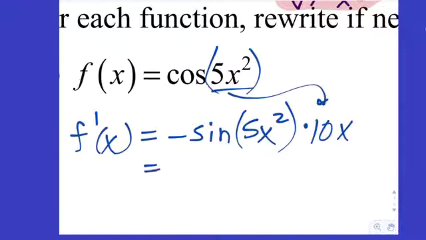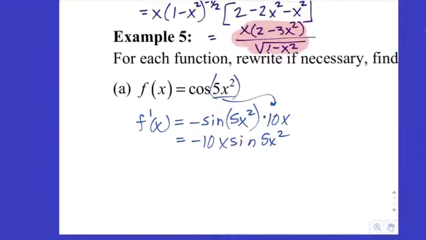Good. So when you simplify that, you can now pull the 10x in front, negative 10x sine of 5x squared, and you wouldn't need the parentheses anymore. So, ta-da! Kind of fun. Fun easy. That was fun easy.